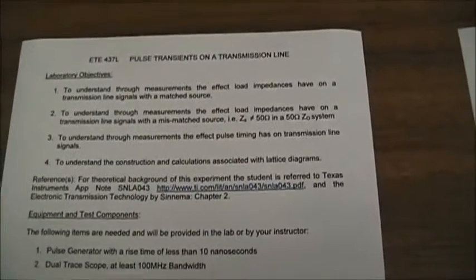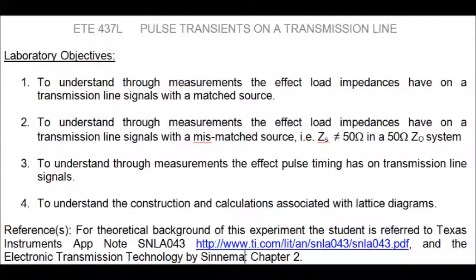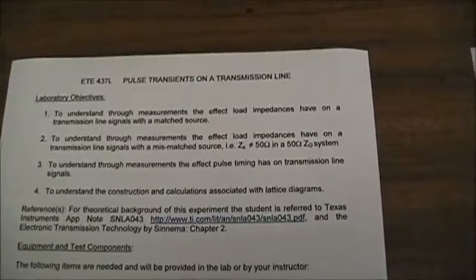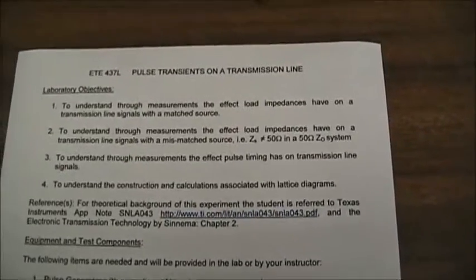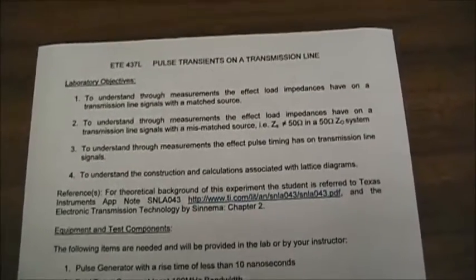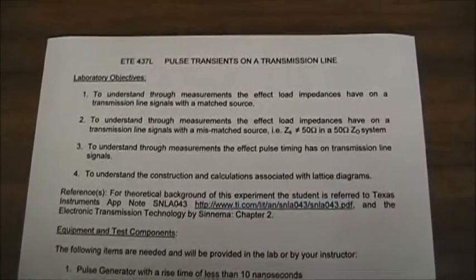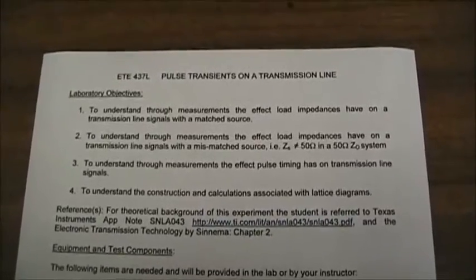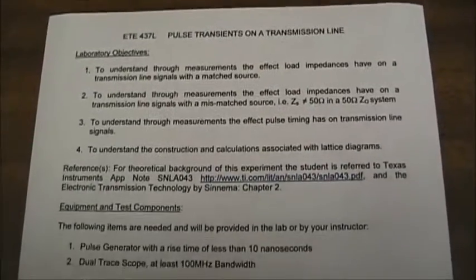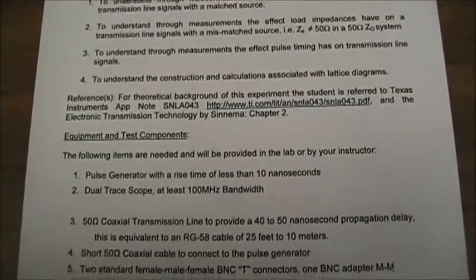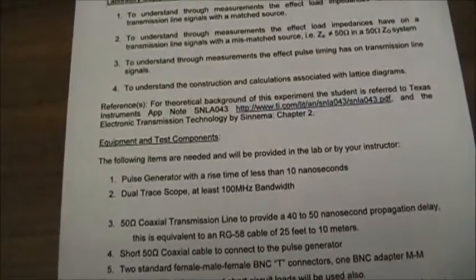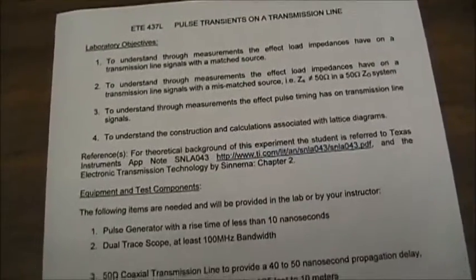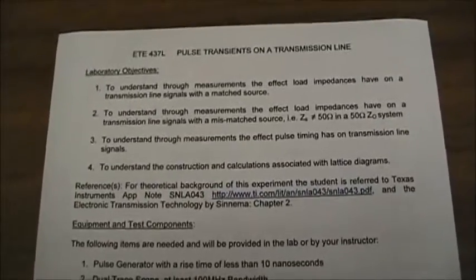Hi everyone. This laboratory is referred to as pulse transients on a transmission line, which is the type of calculations we have been doing in Chapter 2 of Cinema. It's a fairly long lab associated with multiple measurements, but fortunately the setups are not too complex. So let's take a look at the initial setup.